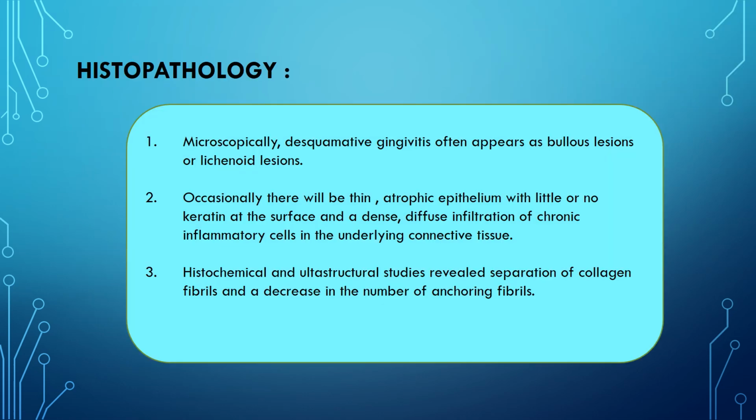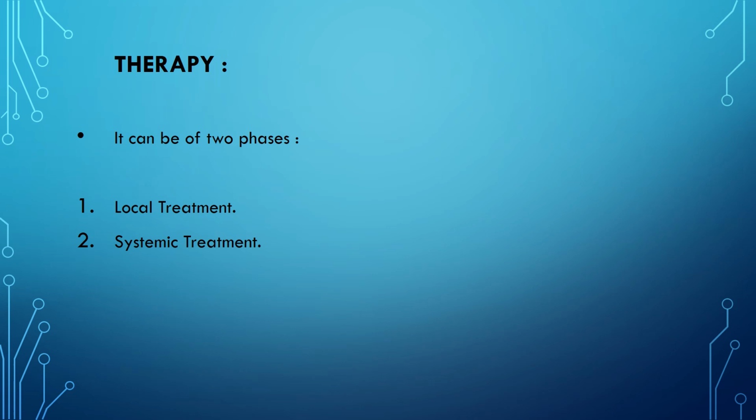In histopathology, microscopically, desquamative gingivitis often appears as bullous lesions or lichenoid lesions. Occasionally, there will be a thin atrophic epithelium with little or no keratin at the surface, and it shows diffuse infiltration of chronic inflammatory cells in the underlying connective tissue. Histochemical and ultrastructural studies reveal separation of collagen fibrils and a decrease in the number of anchoring fibrils.